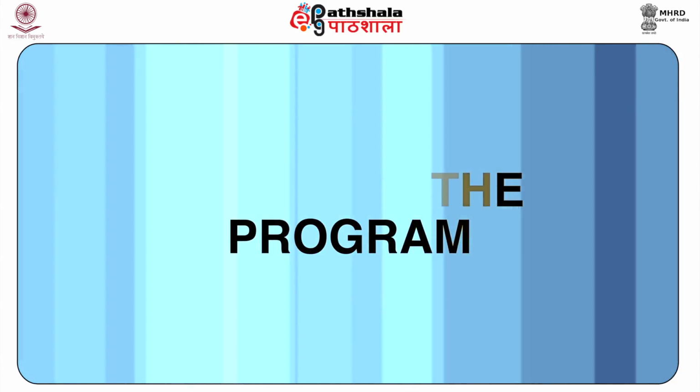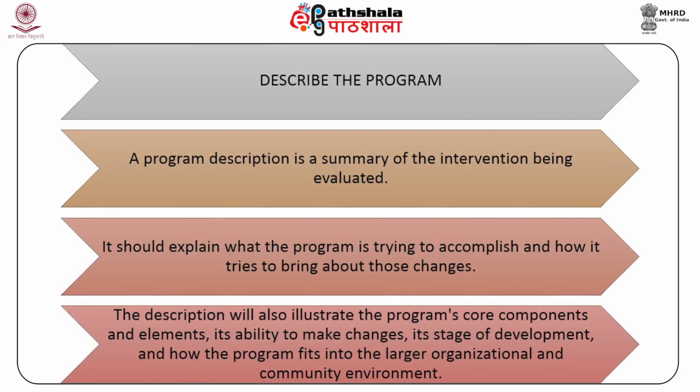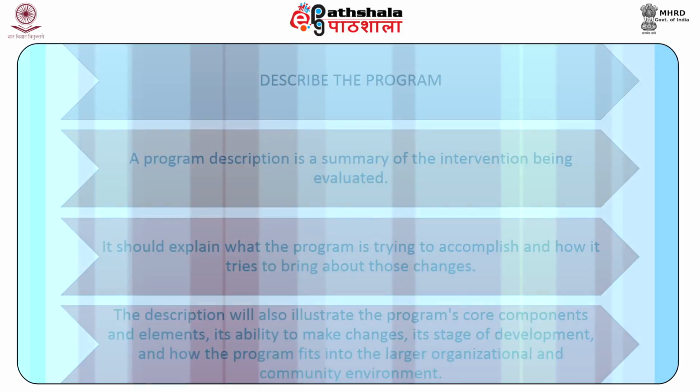Step 2 is describe the program. A program description is a summary of the intervention being evaluated. It should explain what the program is trying to accomplish and how it tries to bring about those changes. The description will also illustrate the program's core components and elements, its ability to make changes, its stage of development, and how the program fits into the larger organizational and community environment.